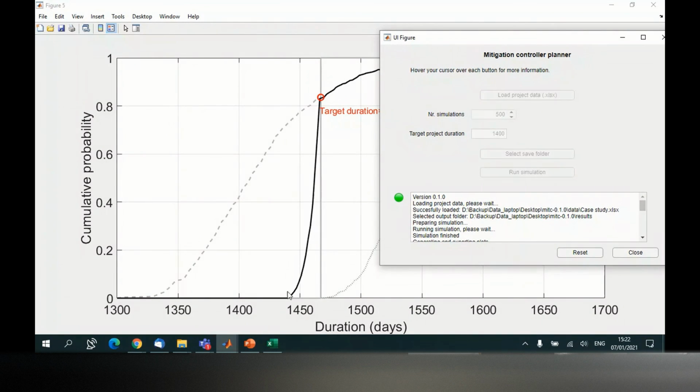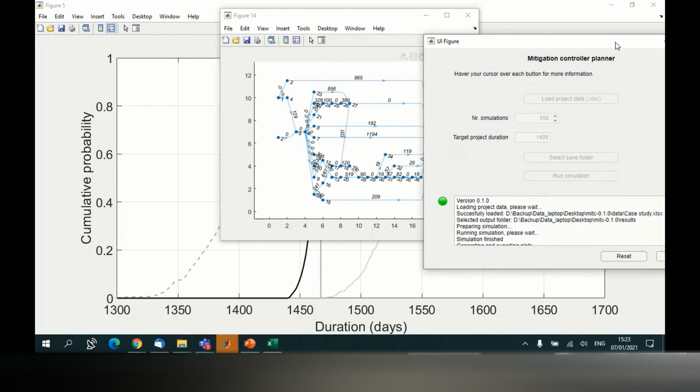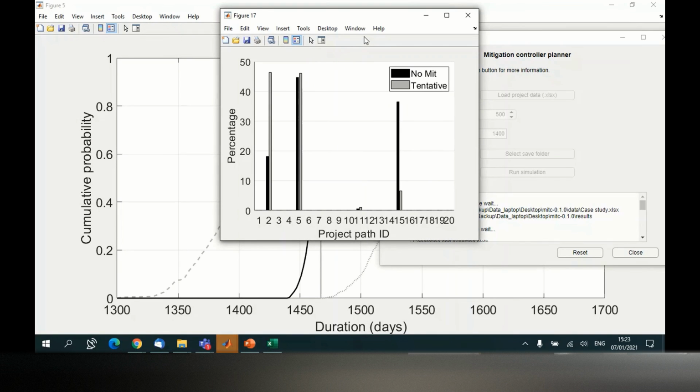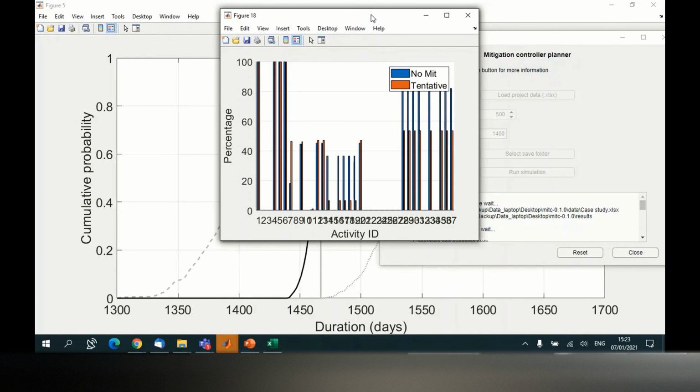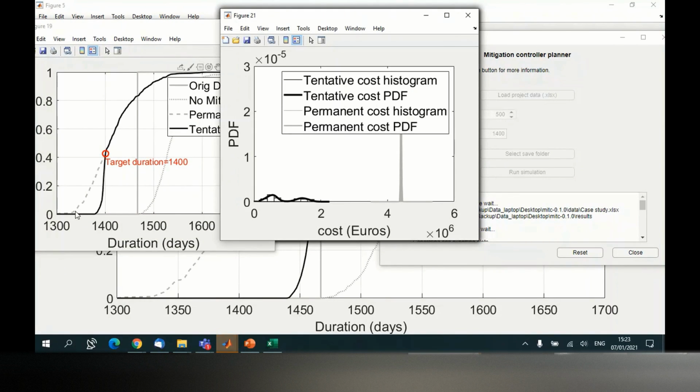So we should expect that the black line is going to increase here and reach the intersection at 1,400, right? To maximize the probability at 1,400. So it should intersect here because this is the maximum possible probability. Let's see. Okay, so your mitigation controller increased here at 1,400. It maximized the probability, and this is the maximum probability.